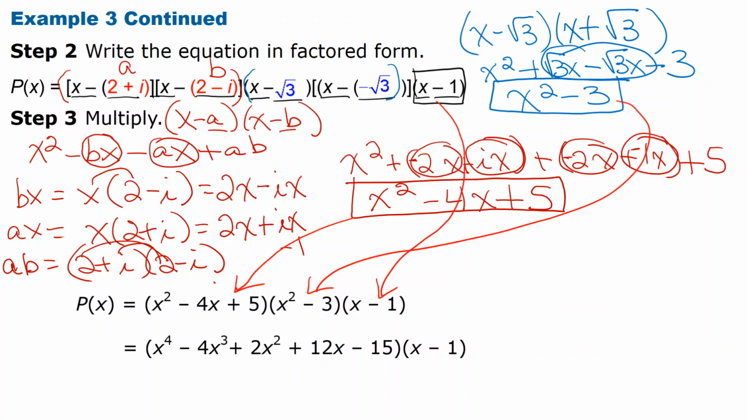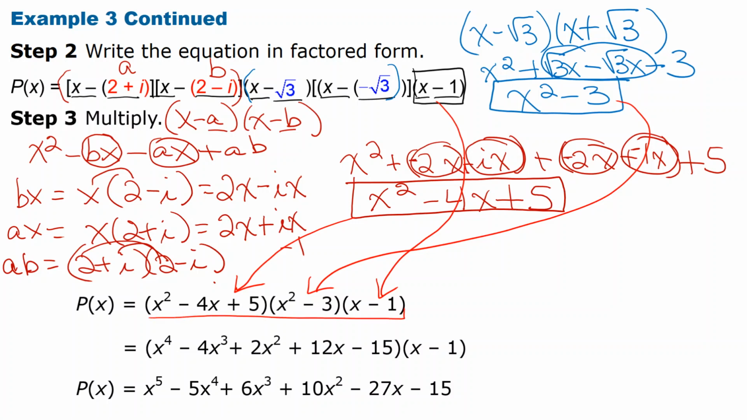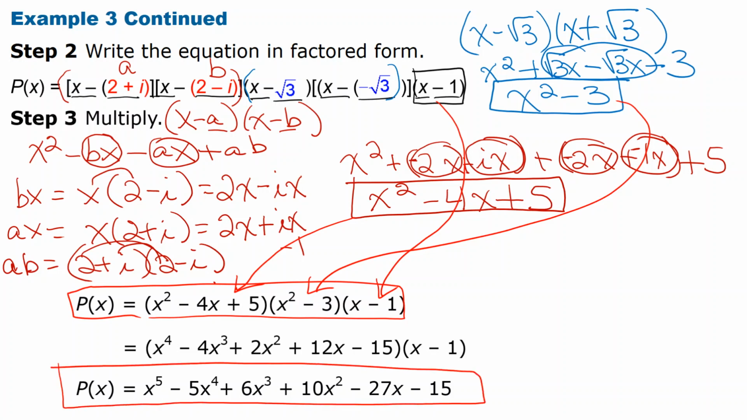And when you multiply them together, we end up with this equation, and finally, once we multiply all these together with each other, we end up with the final product. And notice that we had 5 roots, and our leading exponent is also a 5.